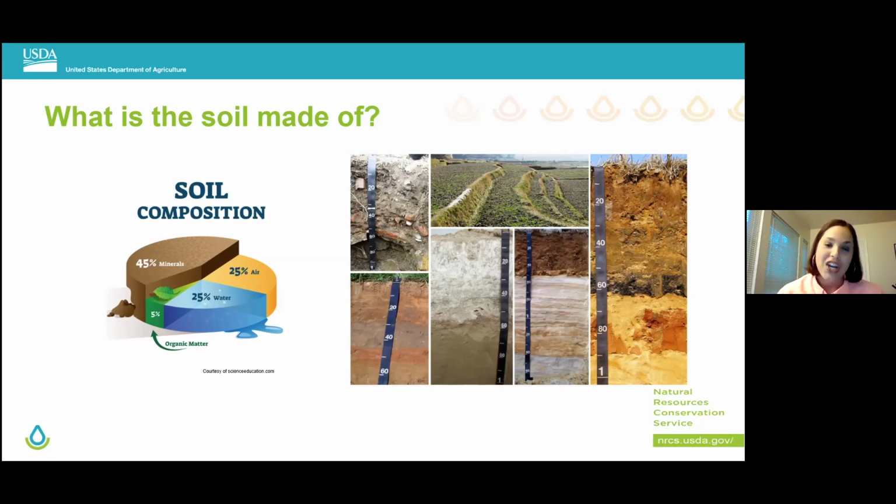And right there, I added a couple pictures of soils. This is what we call a soil profile. And as you can see, they're so different that you get to see colors and layers and structures. And that is what we're gonna talk about in the next hour. All right.